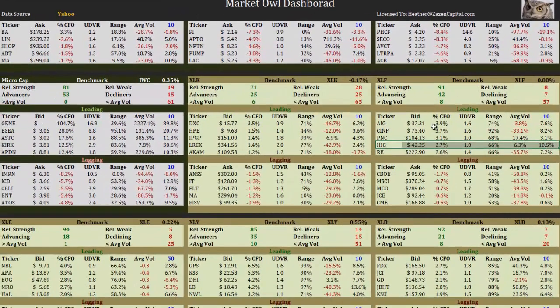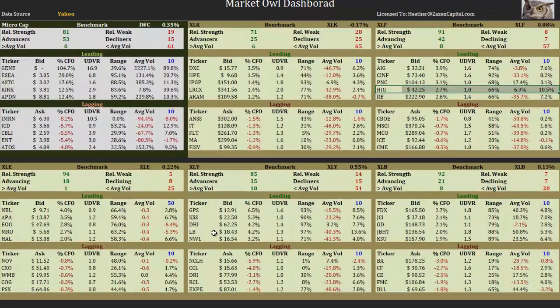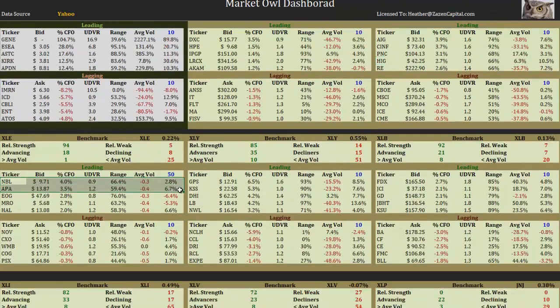Another thing is to look at the individual sectors and see, as a whole, are they experiencing moves up or down on greater or less volume than normal.